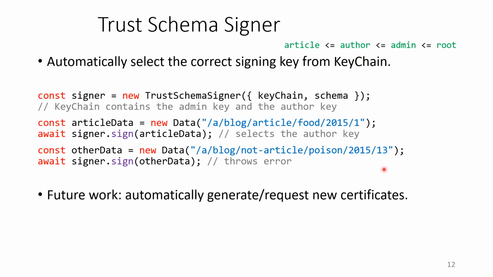But if we try to sign some other data that is not an article, that does not match the rules, does not match the policy, then the signing operation will fail because the trust schema says this packet cannot be signed. My future work is I want to be able to automatically generate or request a new certificate. For example, suppose the keychain started with only the admin key, there is no author key, and we want to sign the article data. Then the trust schema signer could automatically generate the author key according to the name patterns.